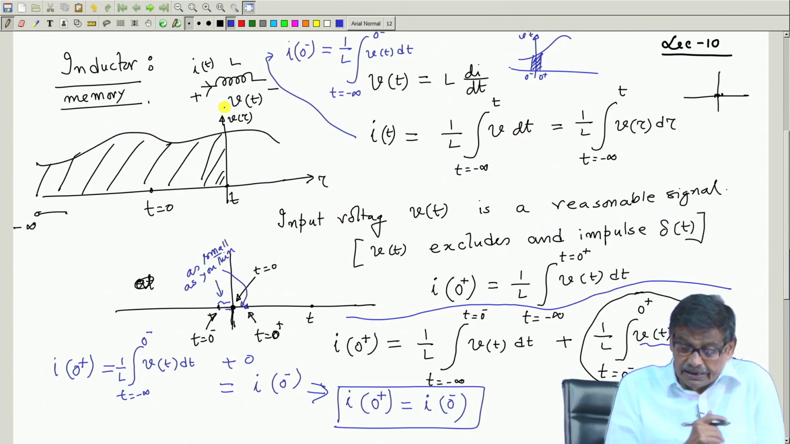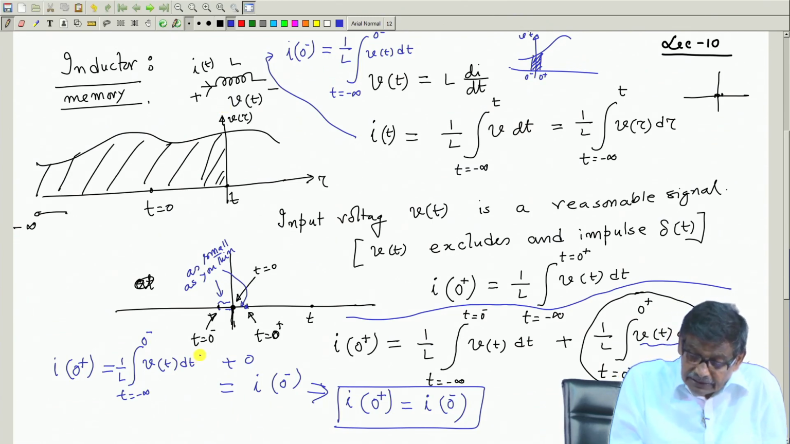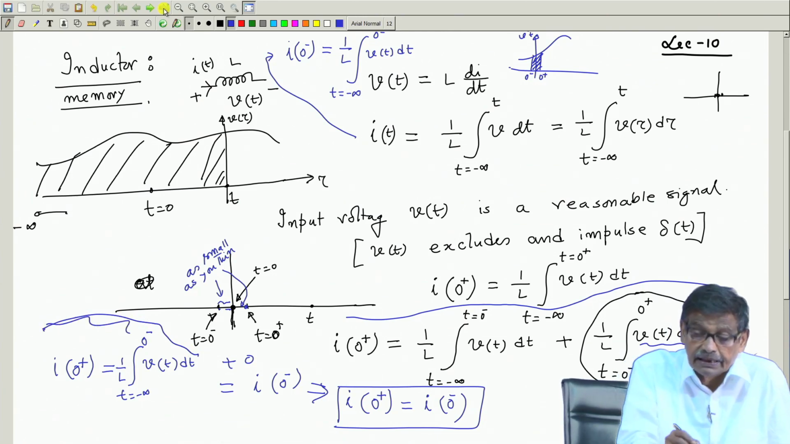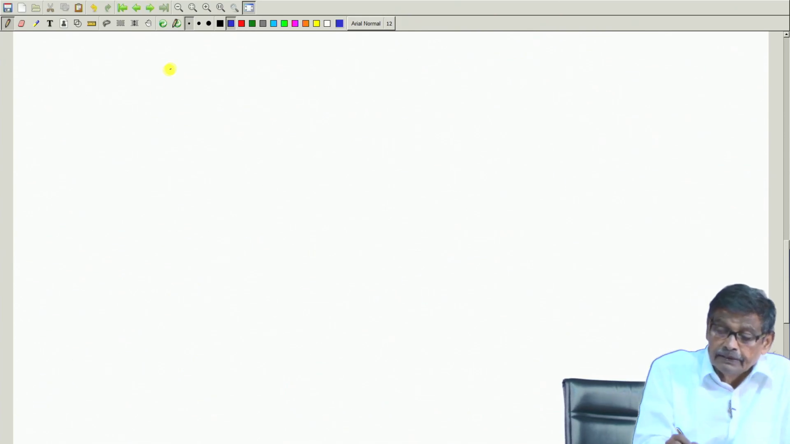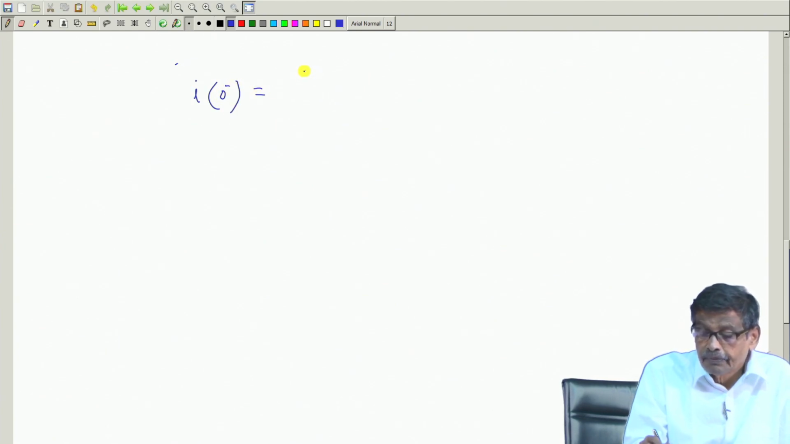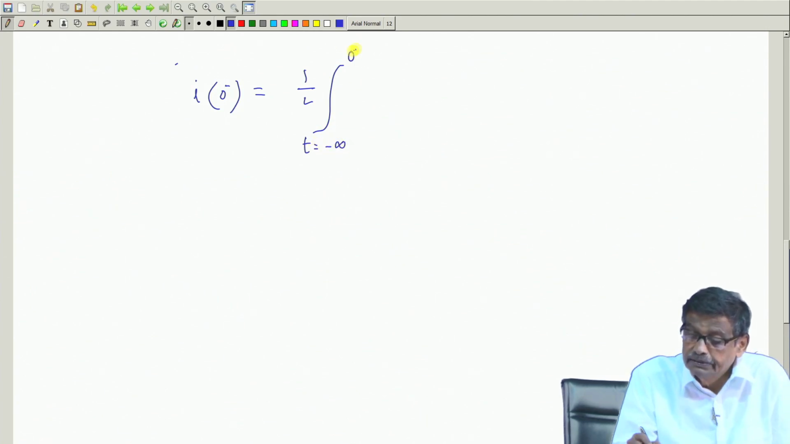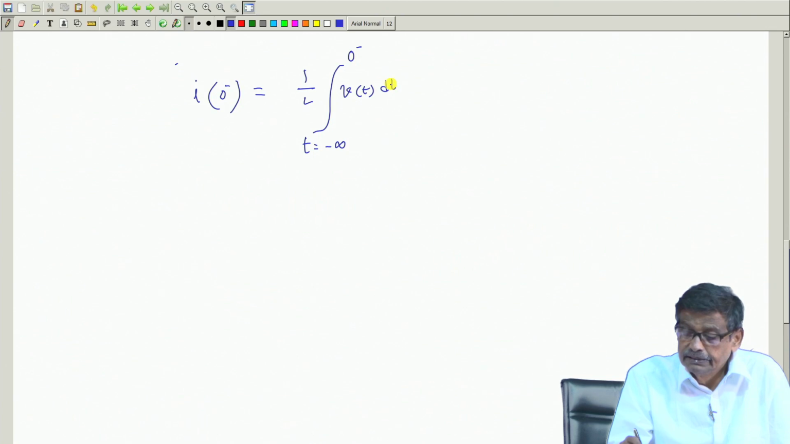And the second point is, see your previous history. This one I will write in a special way: I 0 minus, what we have seen, is equal to 1 by L, integral from t equal to minus infinity to 0 minus of V t dt. This is the thing.